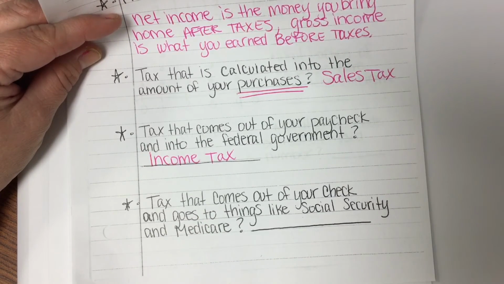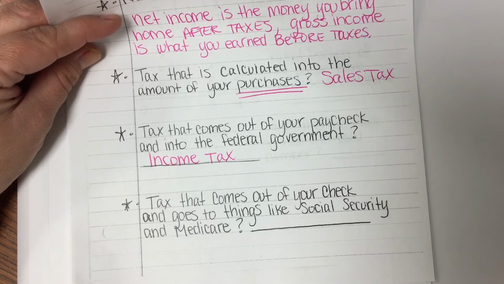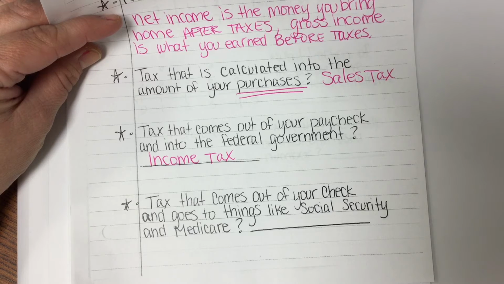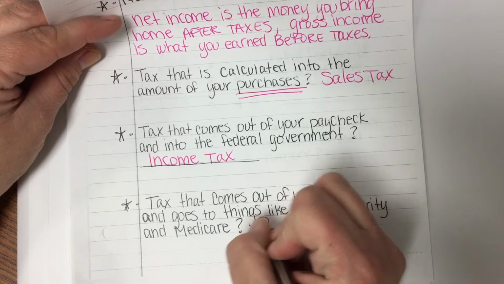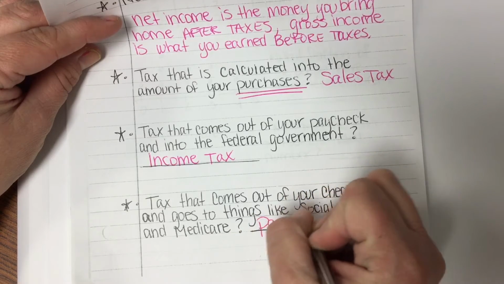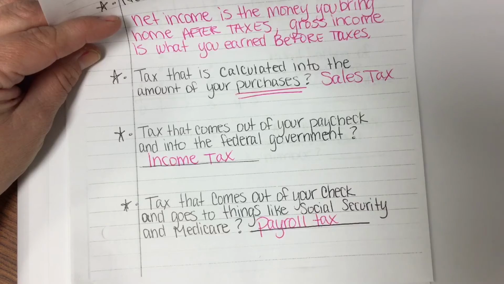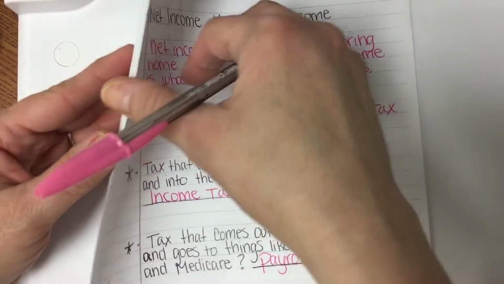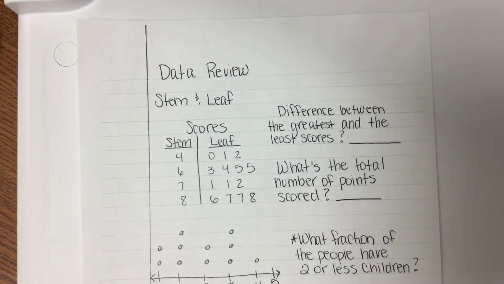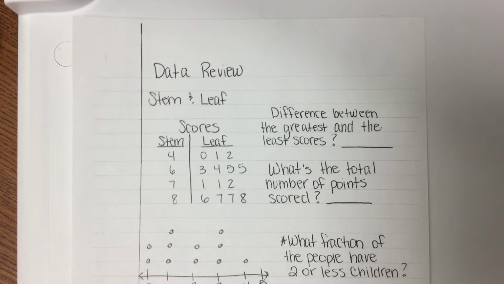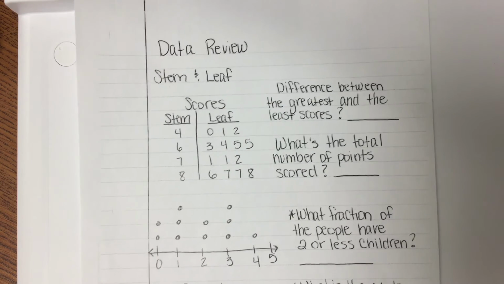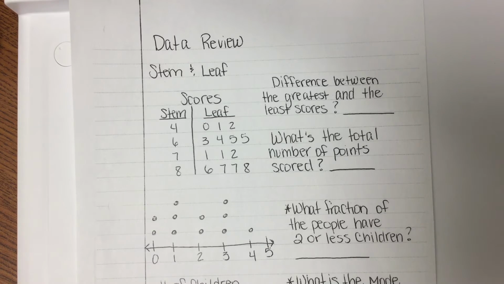Okay, tax that comes out of your check and goes to things like Social Security and Medicare. Okay, that is payroll tax. Okay, payroll tax is what you pay for Medicare. And then you have property tax, which is just on your land and home, farm, stuff like that. Okay. All right, so now we're going to move on to data review.